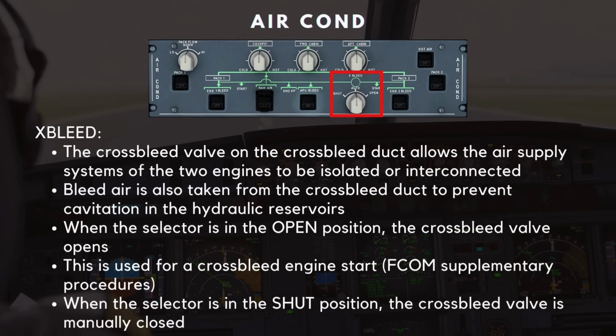The cross-bleed valve allows the air supply systems of the two engines to be isolated or interconnected and helps prevent cavitation in the hydraulic reservoirs. When the selector is in the open position, the cross-bleed valve opens, which is used for a cross-bleed engine start as described in the FCOM. When the selector is in the shut position, the cross-bleed valve is manually closed.